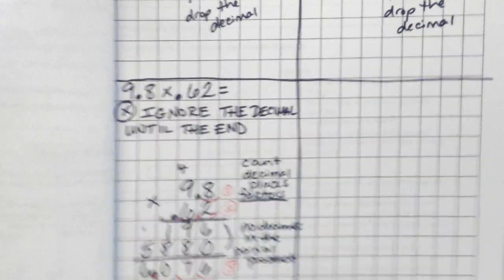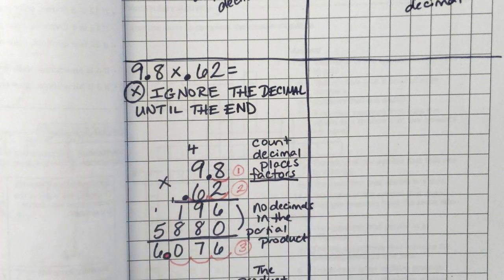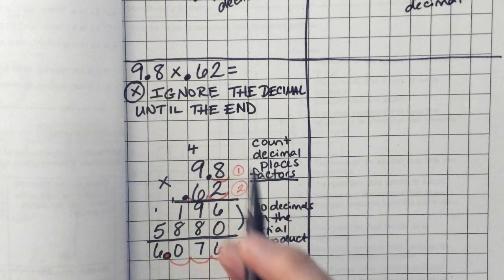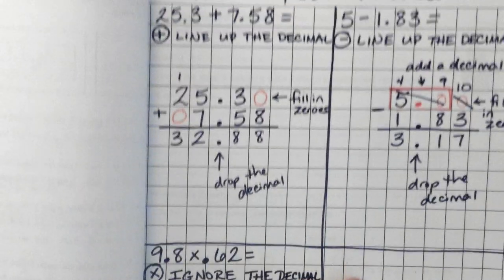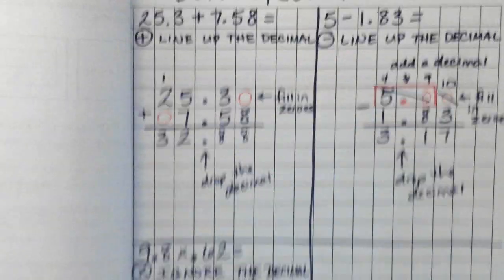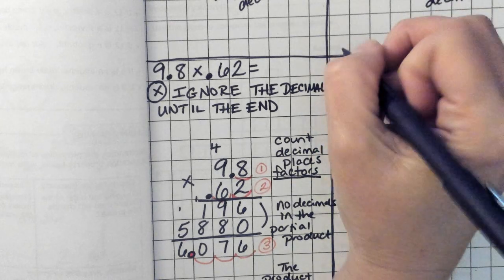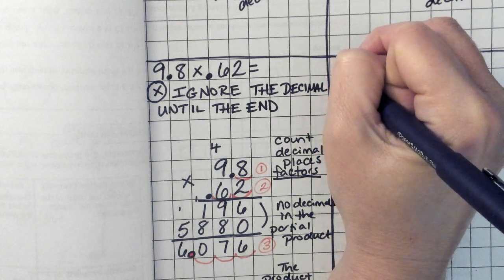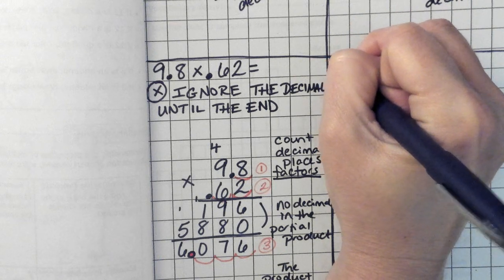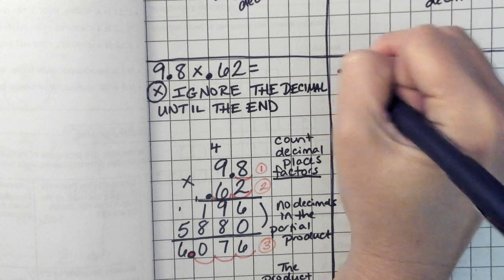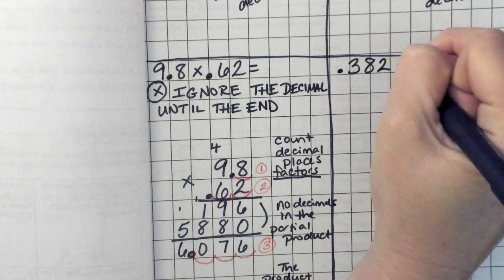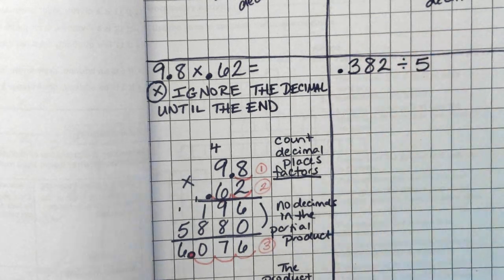All right, I want to do a division one, and then I want to talk about what's the same about division and multiplication. Because with addition and subtraction, the rule was the same. Line up the decimals. Okay, so we will do 0.382 divided by 5. Let's try that one.